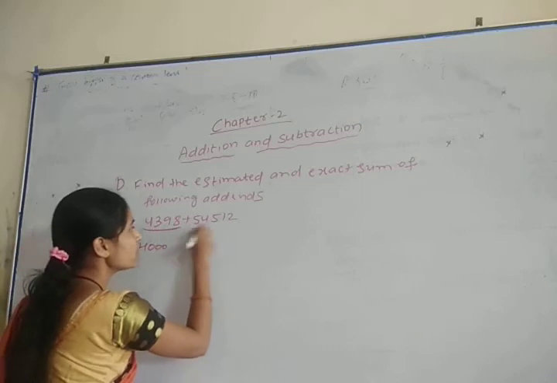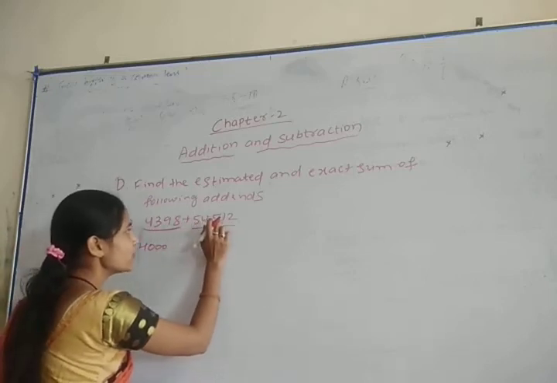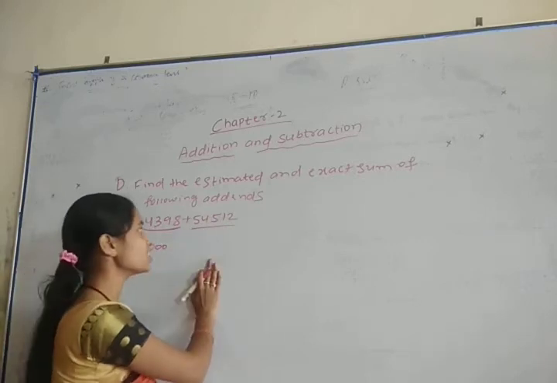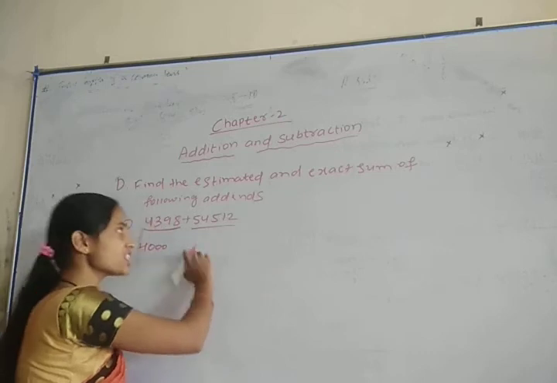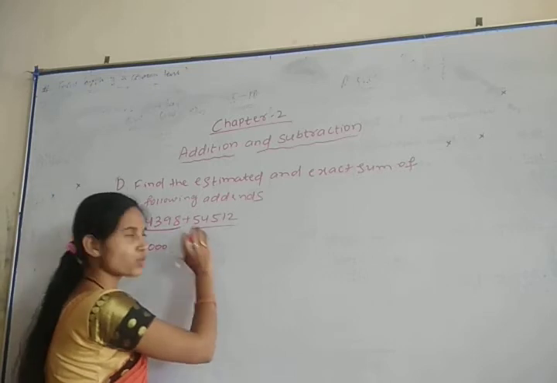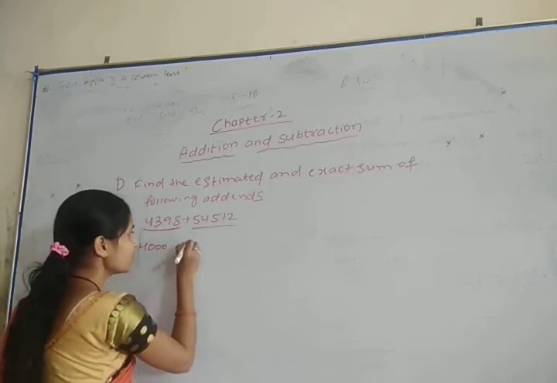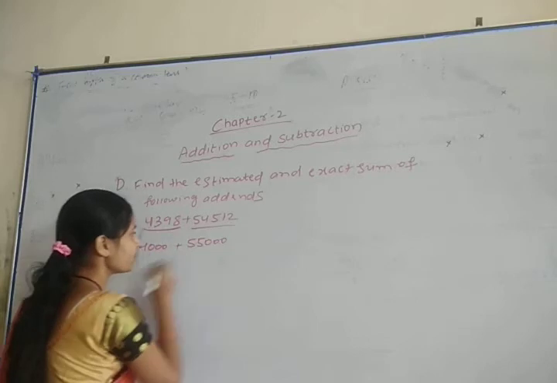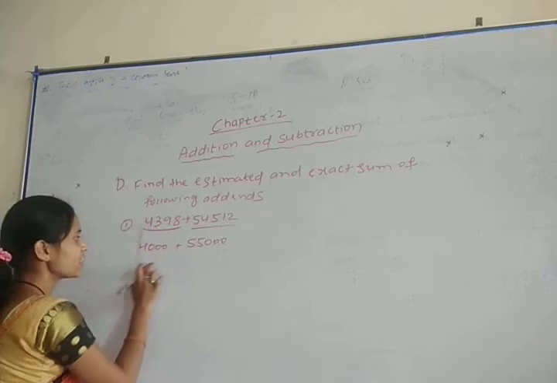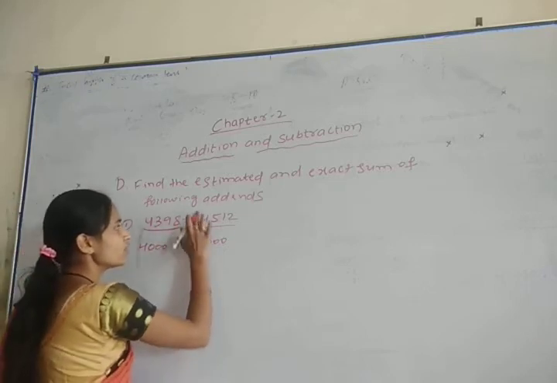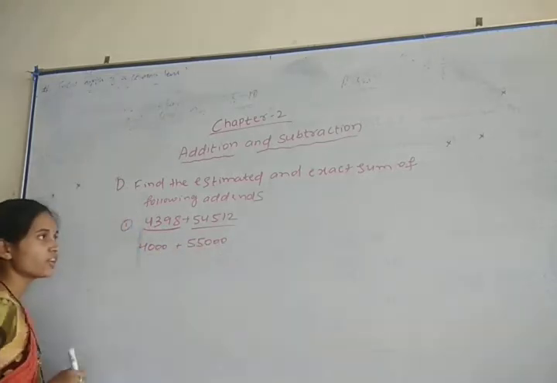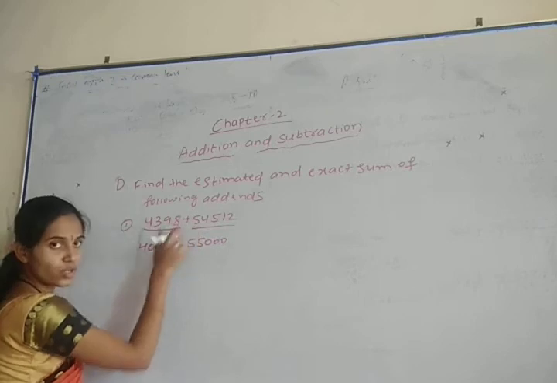Now come to this number, 54,512. Tell me, students, whether this 54,512 is nearer to 54,000 or to 55,000. It is nearer to 55,000. So I will write here 55,000. So these are the rounded numbers. Now add these two numbers so that you will get the estimated sum of the two numbers.